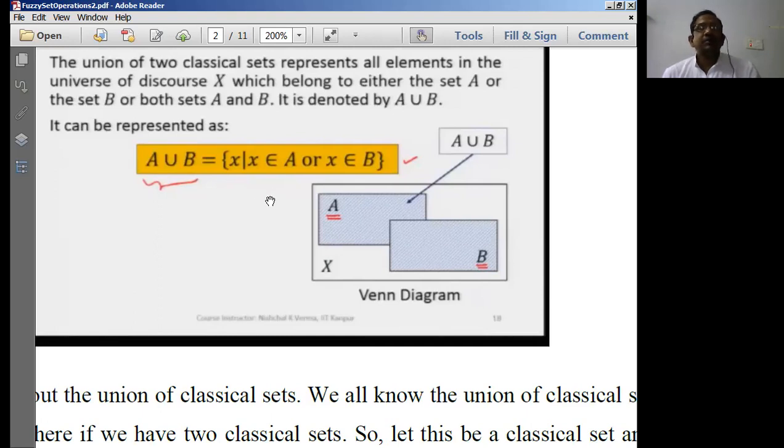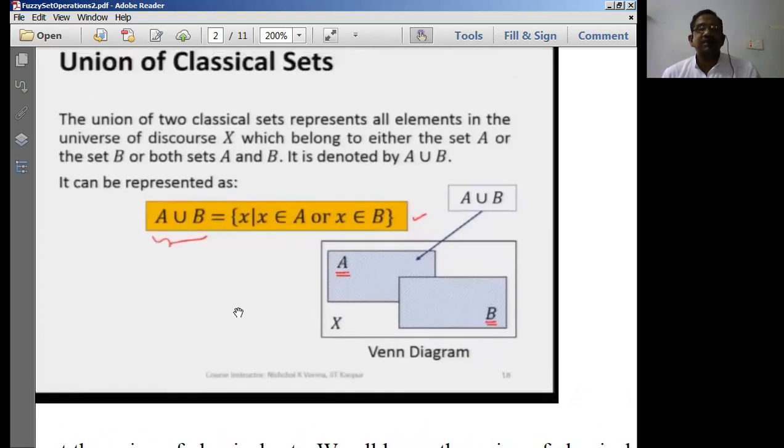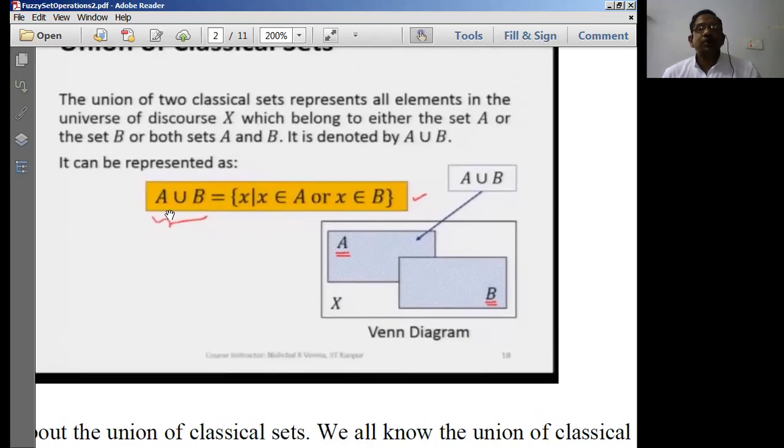Okay, so first of all, let us go with the union of classical sets. If you simply go into the union of two sets, this is set A and this is set B. When you join these two sets, all the elements which are there in A as well as in B will be part of A union B. This union of two sets normally represents all the elements in the universe of discourse which belong to either the set A or the set B or both sets A and B, and hence it is denoted by A union B.